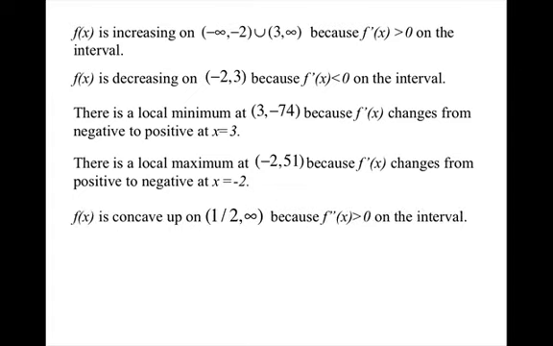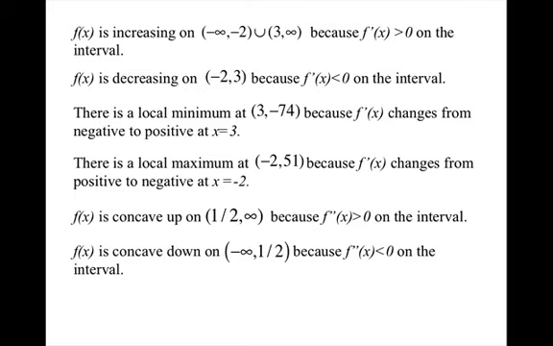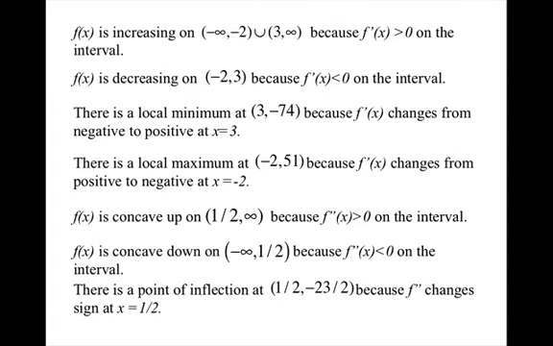F of x is concave up on 1/2 to positive infinity because f double prime is greater than 0 on the interval. F of x is concave down on -infinity to 1/2 because f double prime is less than 0 on the interval. And there is a point of inflection at 1/2, -23/2 because f double prime changes sign at x equals 1/2.